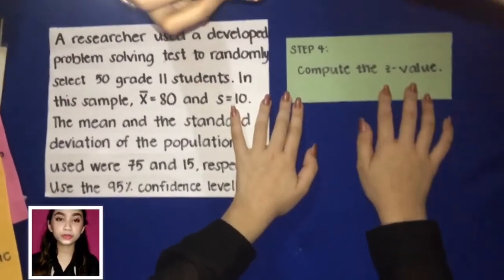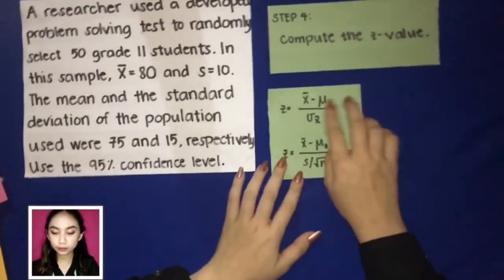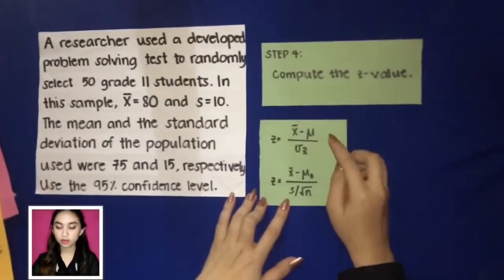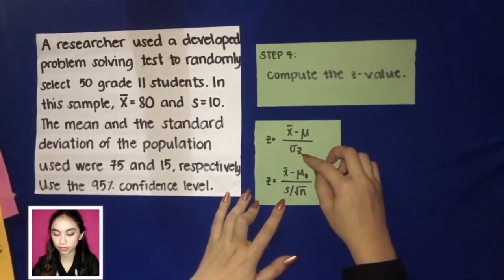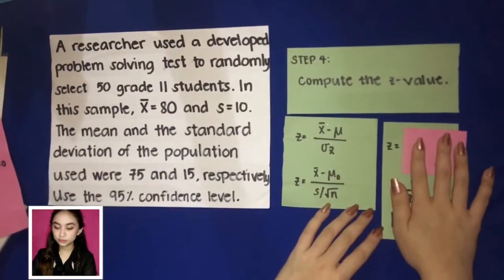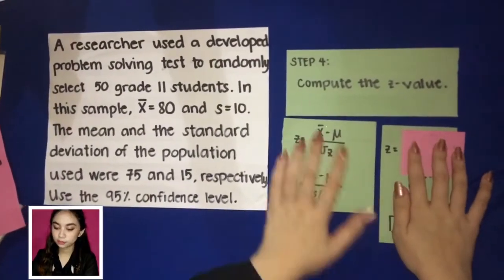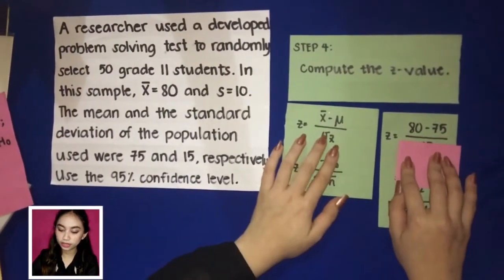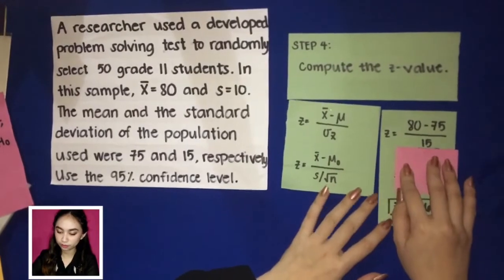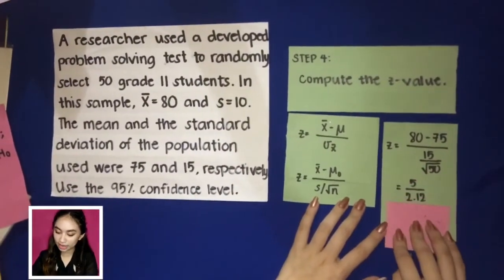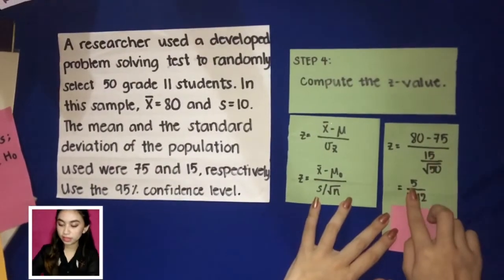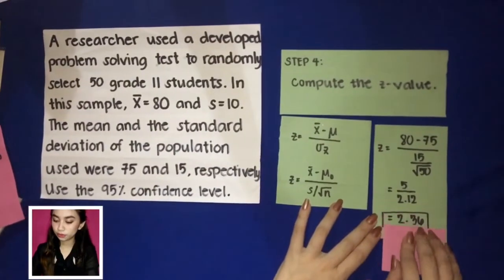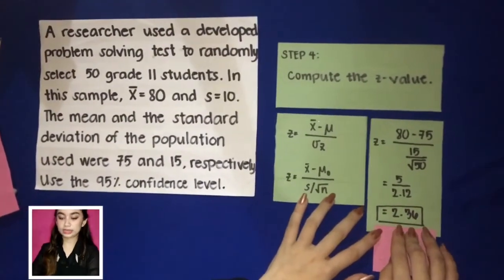Step 4 is to compute the z value. So the formula we will be using is z equals the sample mean minus the population mean over the standard deviation over the square root of the sample size. So let us first substitute the variables. Our mean is 80 minus the population mean, which is 75, over the standard deviation, which is 15, over the square root of 50. Then 80 minus 75 is 5, and 15 divided by the square root of 50 is 2.12, which will give us an answer of 2.36.